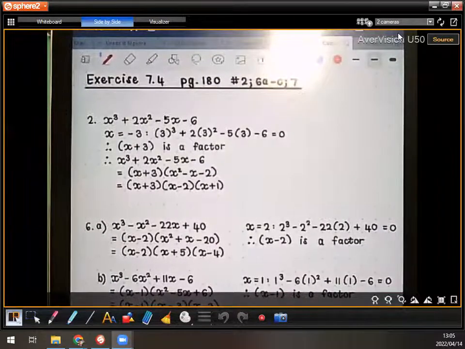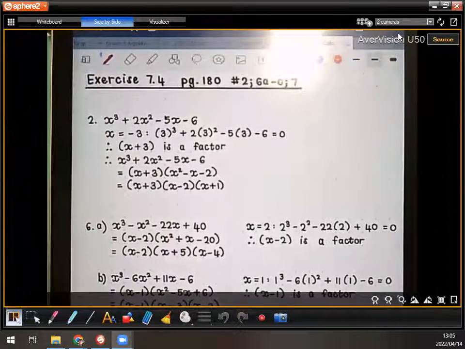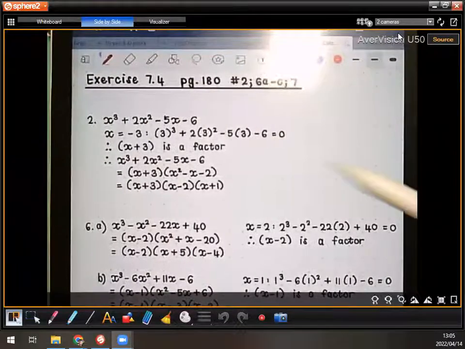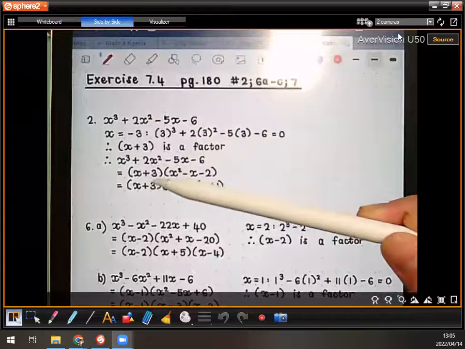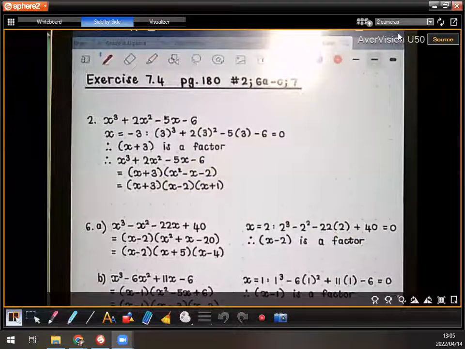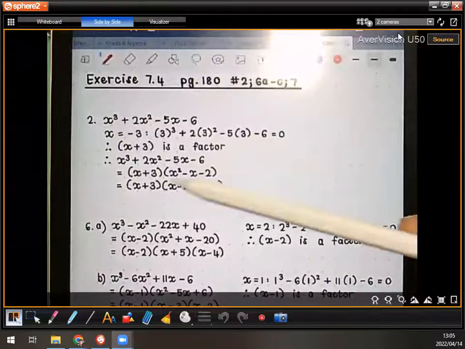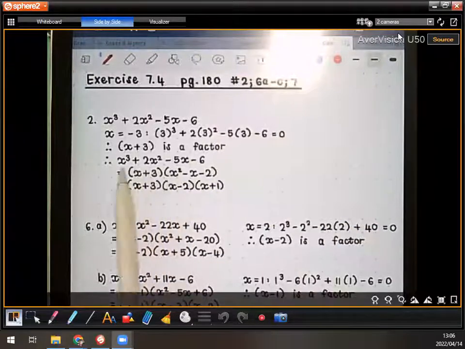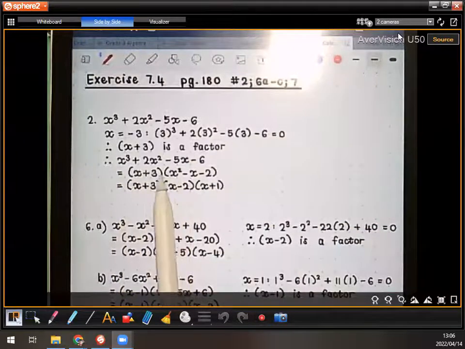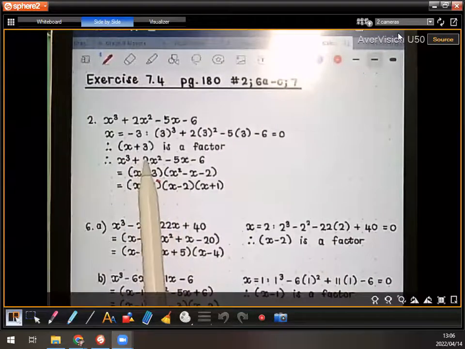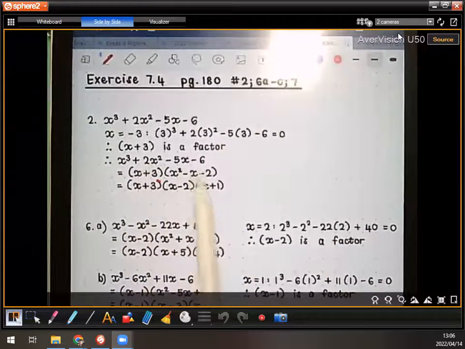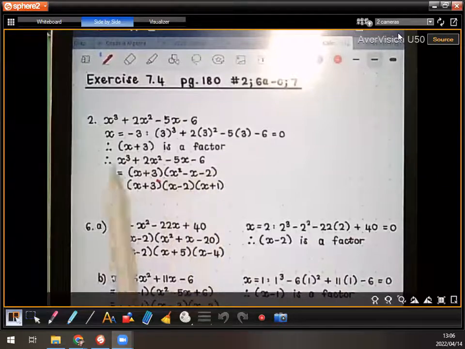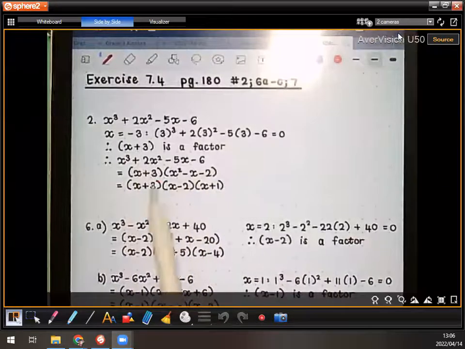Then they said also prove that it's a factor and then factorize fully. So if you know that x plus 3 is a factor, that's going to be your first bracket. You don't have to again check and find something that makes it 0. From there, you ask yourself, what must I multiply by x to get x cubed? That's x squared. For your middle term, you currently have 3x squared, you need 2x squared, so you need a minus x squared. So that's negative x. And then what must you multiply 3 by to get negative 6? It's negative 2.